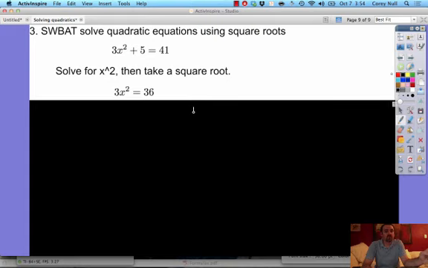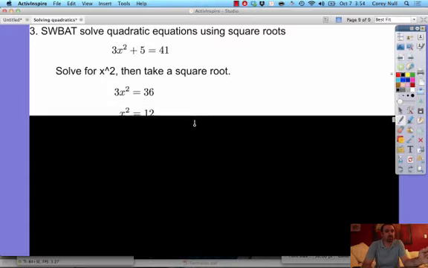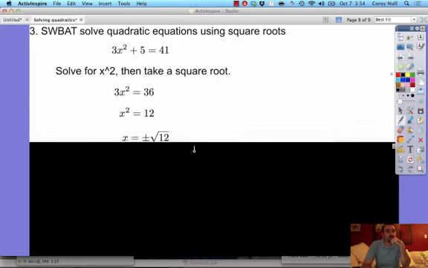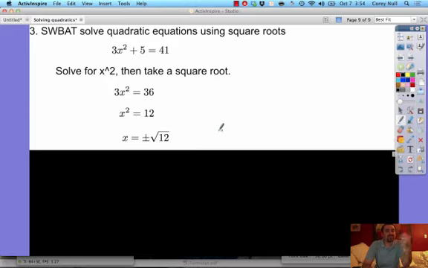Okay, I subtract 5 from both sides to get 3x squared equals 36. Divide both sides by 3. I get x squared equals 12. I take a square root of both sides. Remember, whenever I take a square root, we have the plus or minus. It's really important that we have this because now this means we have two solutions. Positive square root of 12 and negative square root of 12.